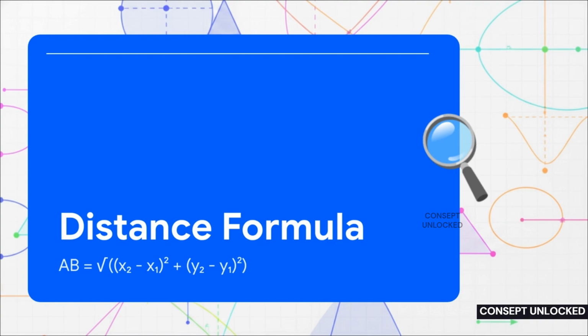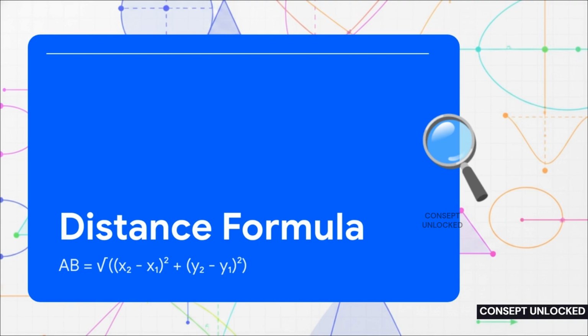It's the distance formula. It tells us that the distance between point A and point B is equal to the square root of (x2 minus x1) squared plus (y2 minus y1) squared. And if you look closely at the math here, you'll realize this is really just a brilliant application of the Pythagorean theorem. We're basically calculating the hypotenuse of an invisible right triangle formed by our 2 points.